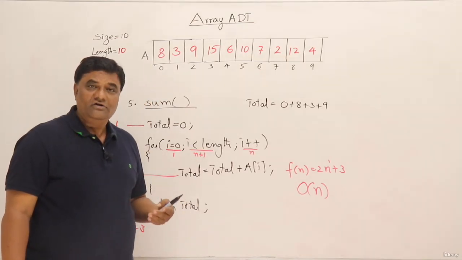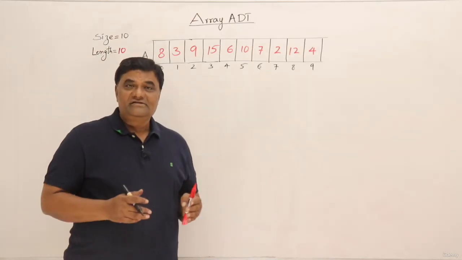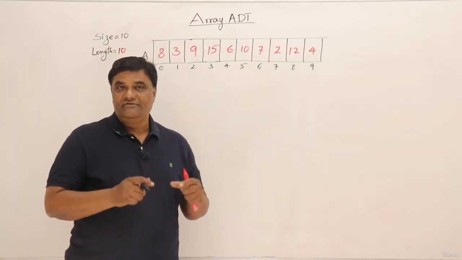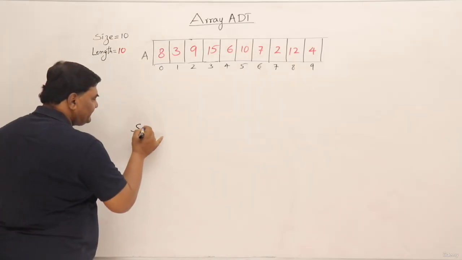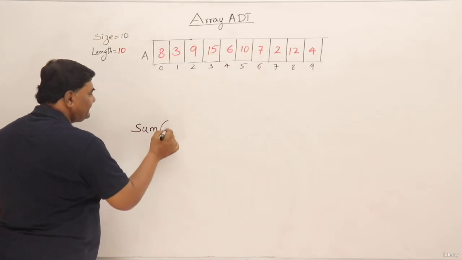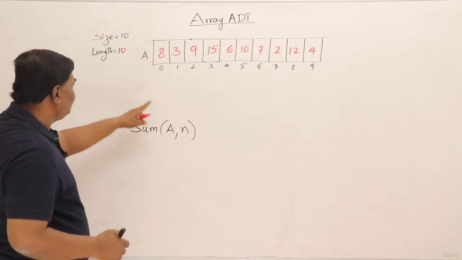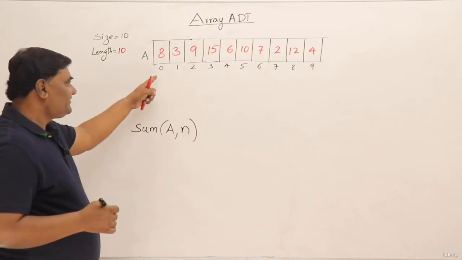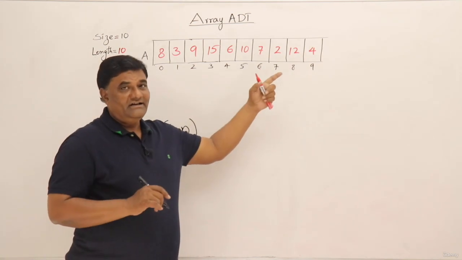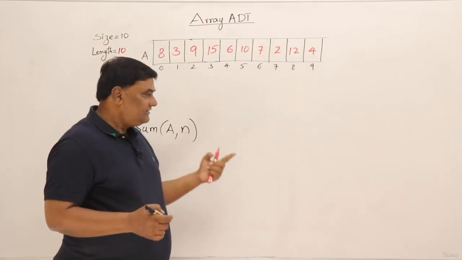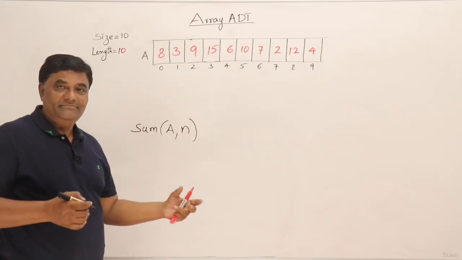Now the same task we can also write recursively. Let us look at a recursive definition for finding the sum of elements in an array. Suppose the function name is sum, and it takes the array and number of elements n. This n is length minus 1. Here the array starts from 0 onwards, so the last index is 9. If the array starts from 1, then the last will be 10, so we can say number of elements. This is an array and this is the last index.